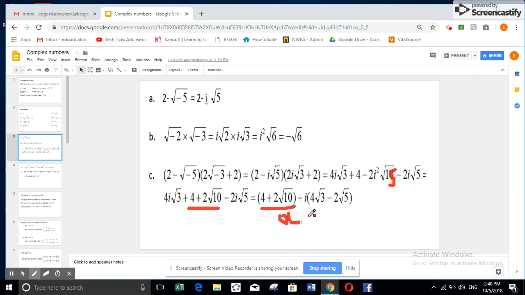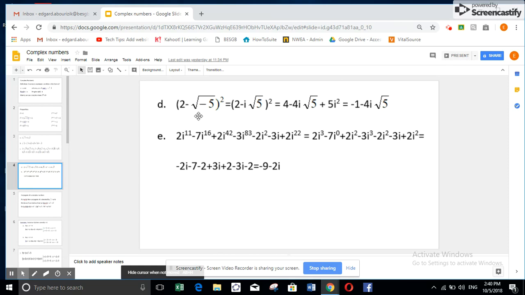And the one with the coefficient of i, b. So you're going to get 4 radical 3 minus 2i radical 5. One more example: if you have a square, before you square, you put radical minus 5 as i radical 5. It's (a minus b) squared.